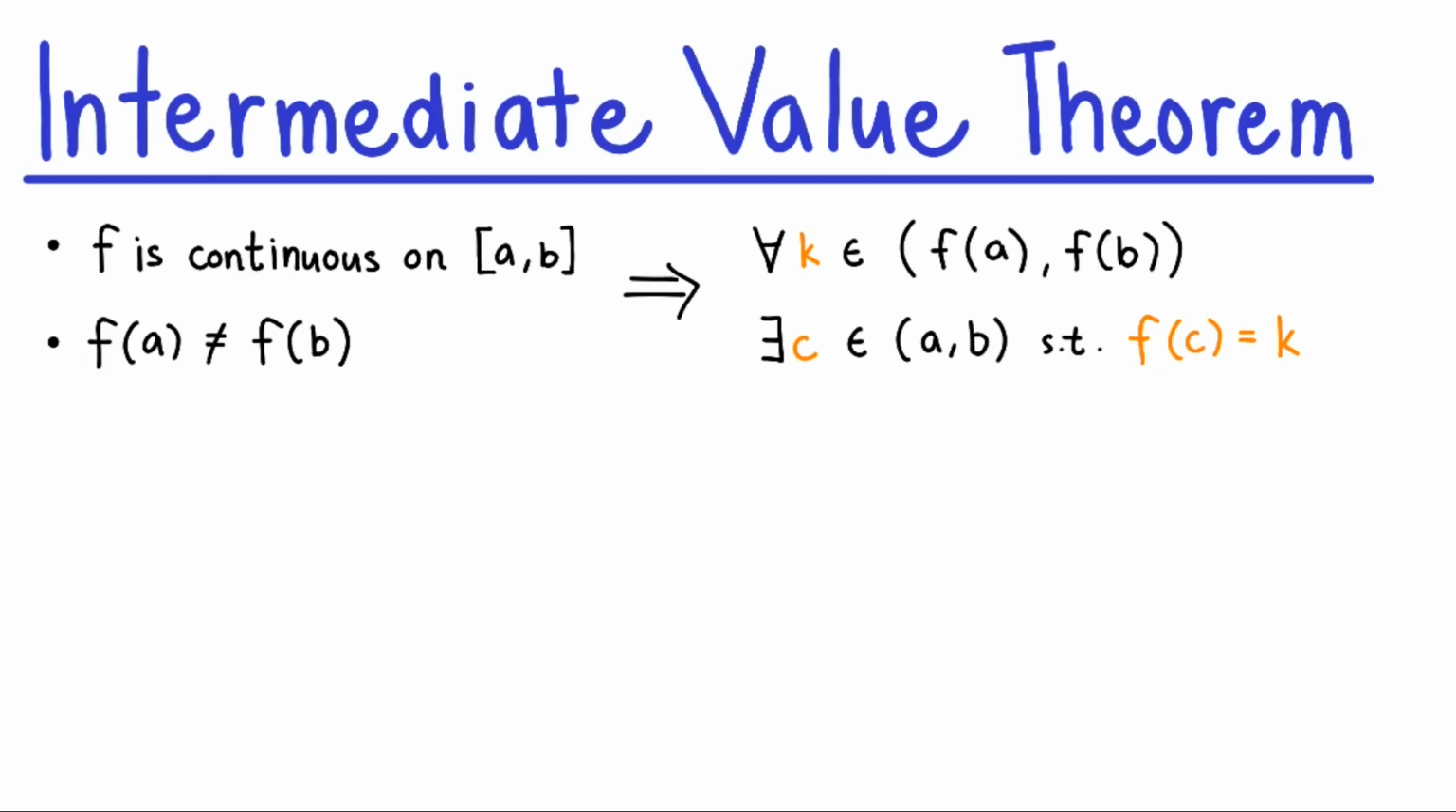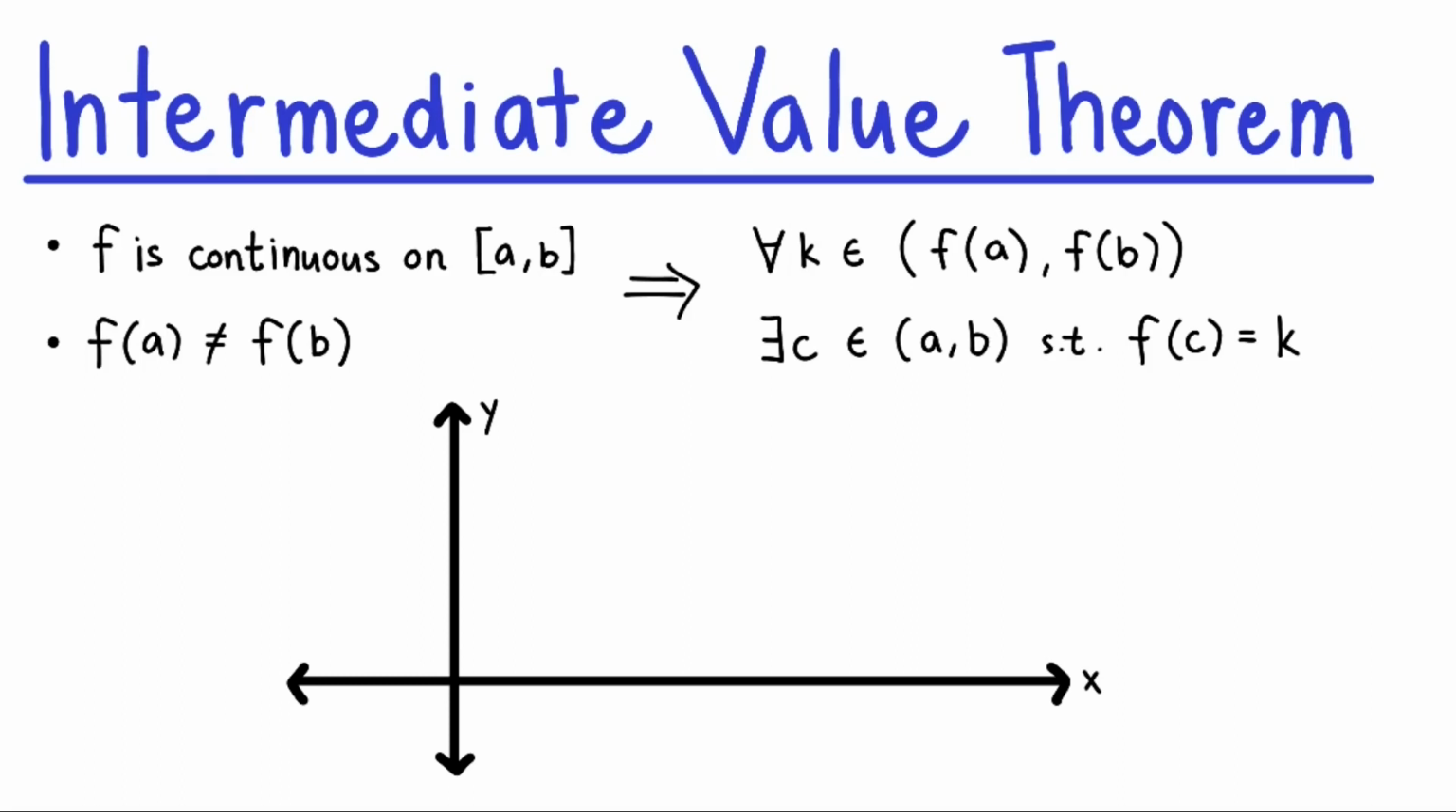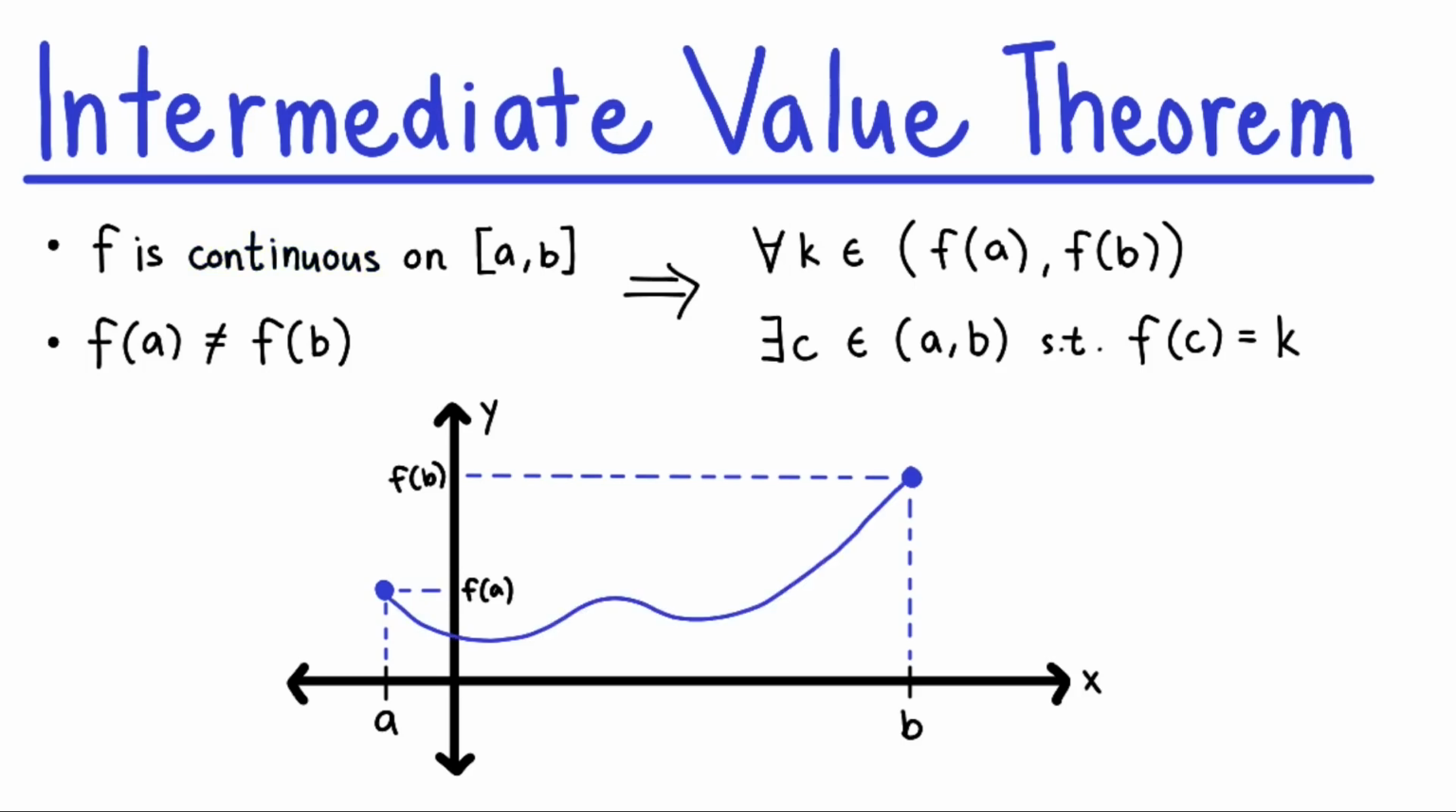The definition is quite overwhelming, but what this tells us is that if we have a graph, and x equals a and x equals b out here, since f is continuous on the closed interval [a, b], then we know that f(a) and f(b) are both defined. Moreover, since f is continuous, there is a line that connects these two without gaps.